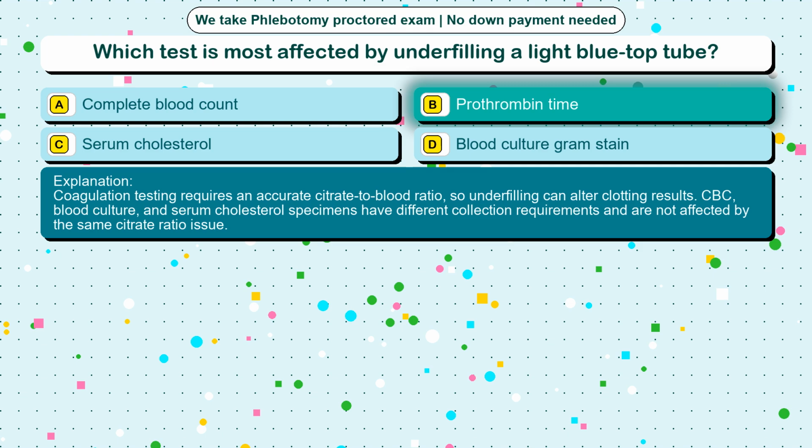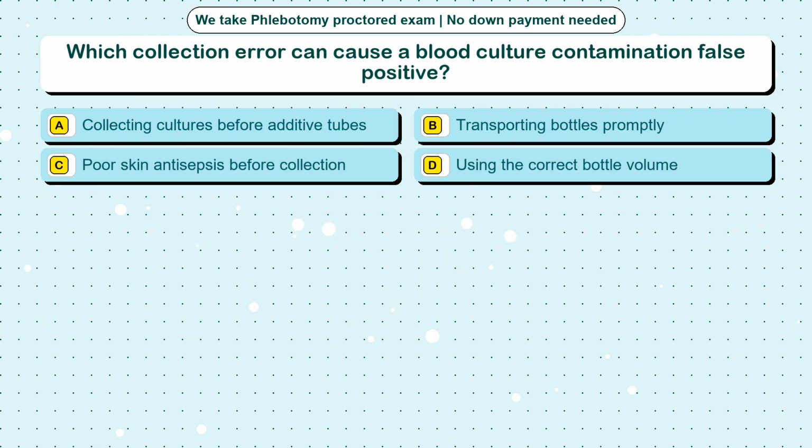Coagulation testing requires an accurate citrate to blood ratio, so underfilling can alter clotting results. CBC, blood culture, and serum cholesterol specimens have different collection requirements and are not affected by the same citrate ratio issue. Question 41. Which collection error can cause a blood culture contamination false positive?